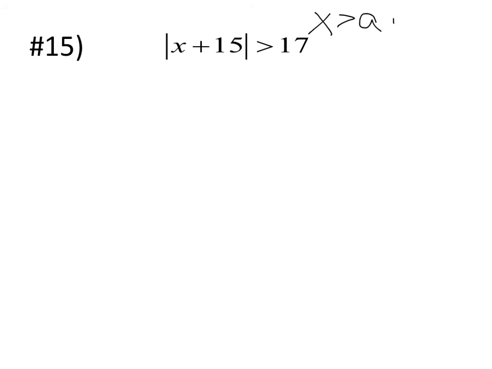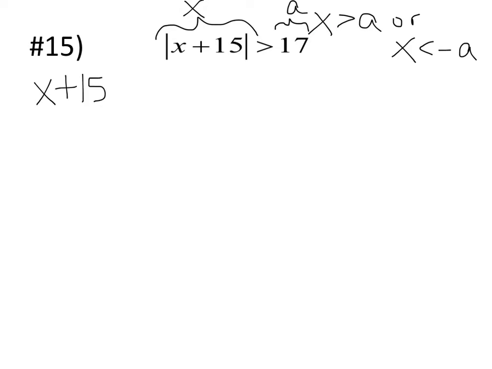X is greater than a, or x is less than negative a, where everything inside the absolute value is x, and everything on the other side of the inequality is a. So, x, which in this problem is x plus 15, is greater than a, which in this problem is 17, or x, which in this problem is x plus 15, is less than negative a, which in this problem is negative 17.